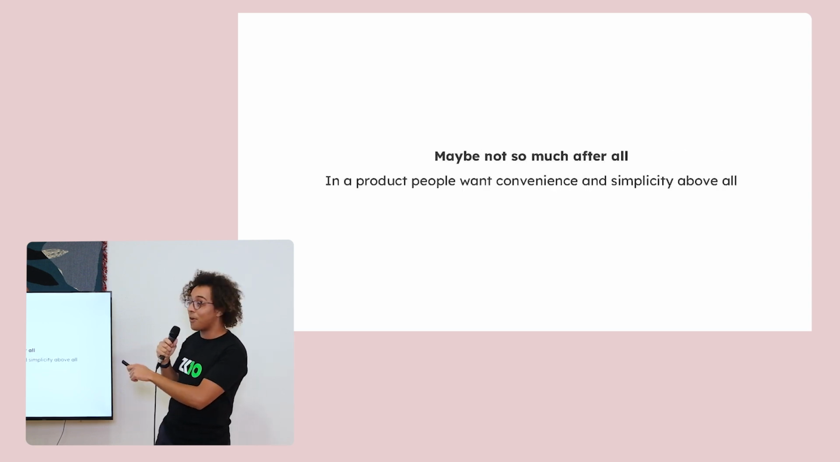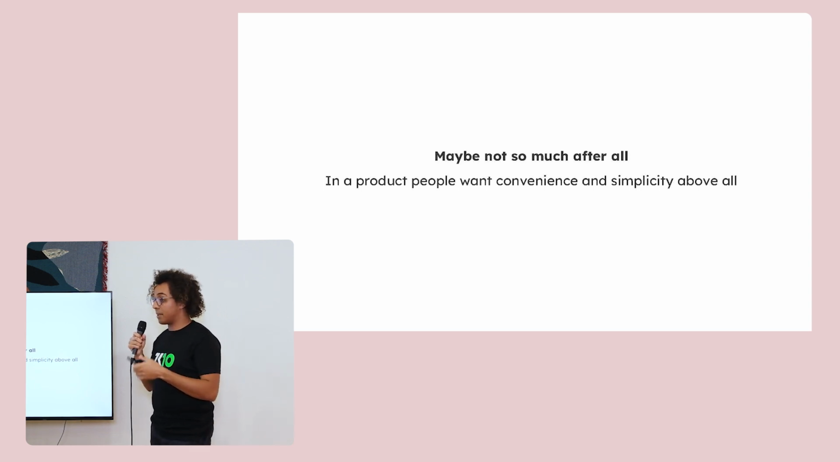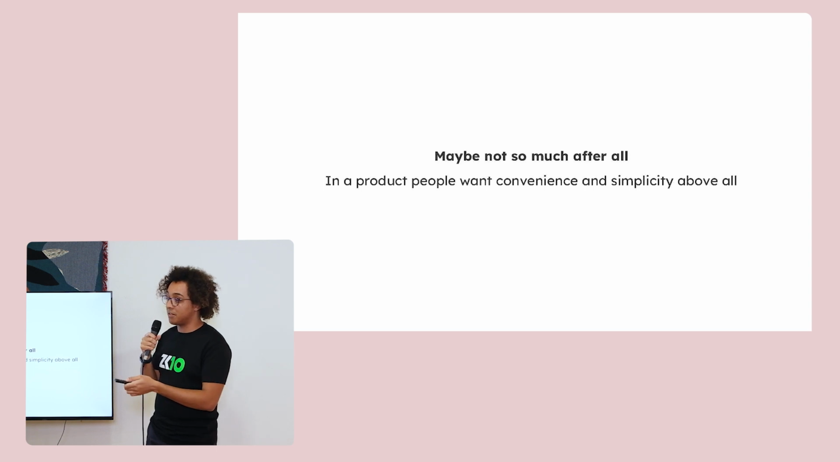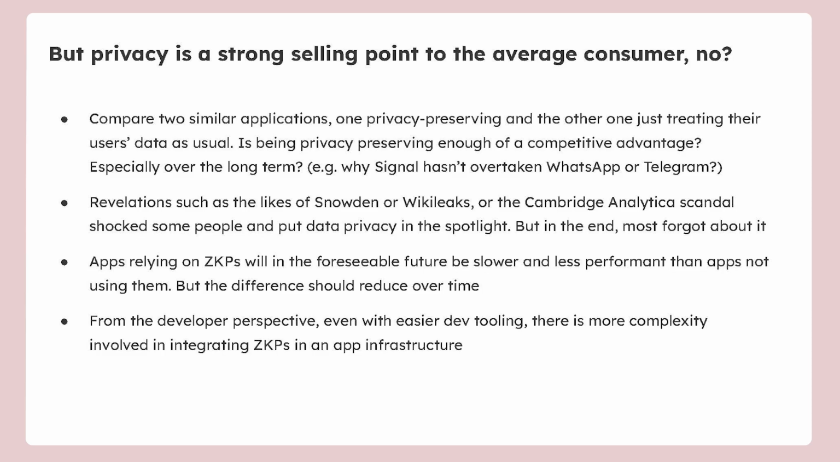In a product, what people want is convenience and simplicity. They want something that they can use without thinking too much, without too much effort. At first, if you have a complex product that gives you more privacy, they may want to try it, but it's going to get exhausting over the long term. So they will just look for another solution. For example, compare two similar applications with exactly the same purpose. One is privacy preserving, the other is not. Is privacy preserving enough of a competitive advantage over the other, especially over the long term?